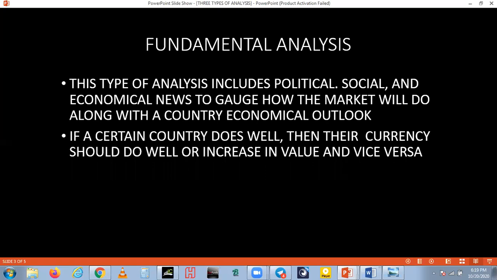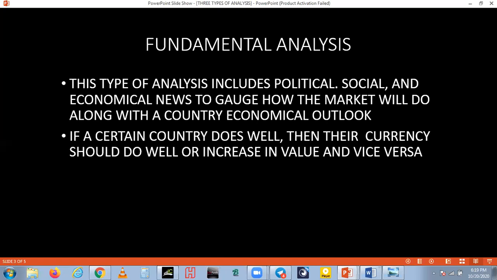So there's also the fundamental analysis. This type of analysis includes political, social, and economical news to gauge how the market will do, along with a country's economical outlook. So with fundamental analysis, most traders analyze the market by checking the news. And I'm going to show you the websites to check news. So they check the news to see what the market could do or is going to do based on what they are saying on the news.